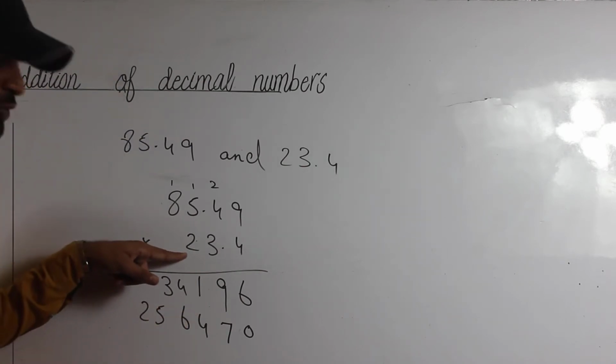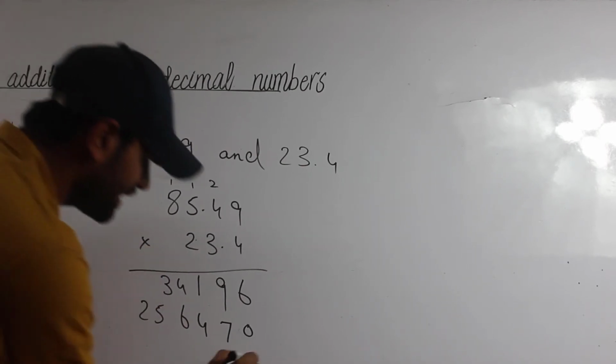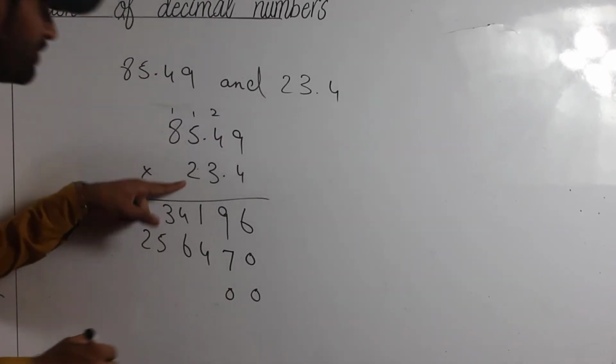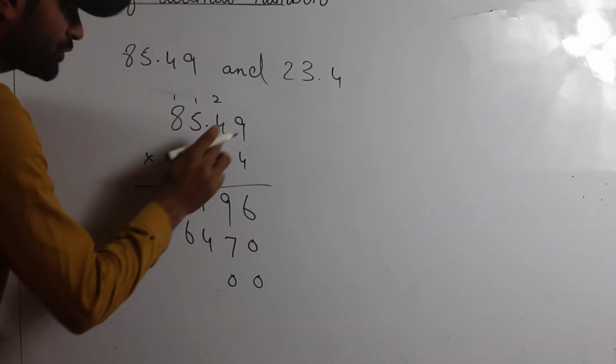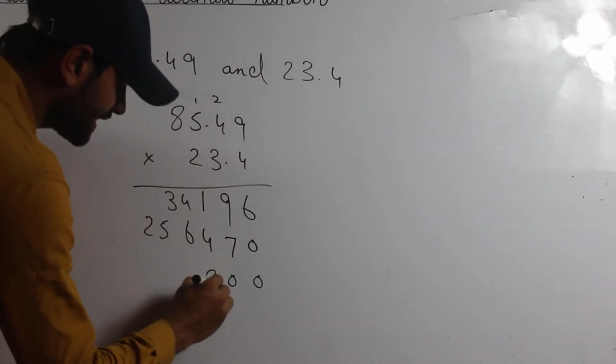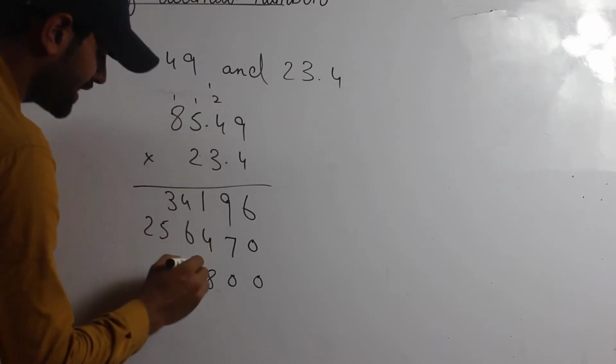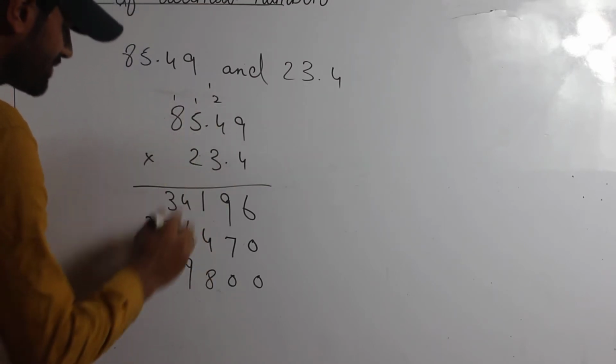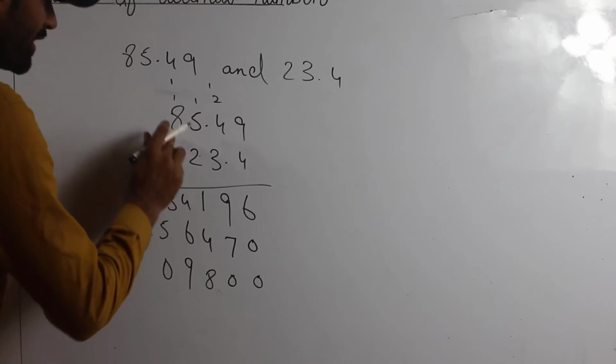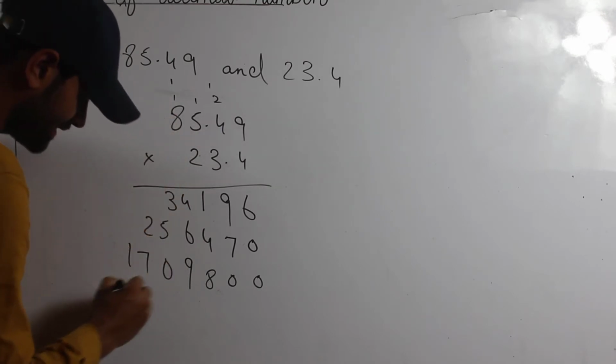Then the position 2 is at the position of 100, so I need 2 zeros and again multiply with the 2 whole term. 2 9s are 18, carry 1, 2 4s are 8, 8 plus 1, 9, 2 5s are 10, carry 1, 2 8s are 16, 16 plus 1, 17.